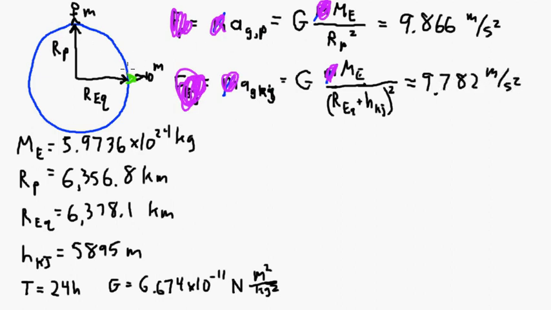So you can see what happens is that as the Earth gets fatter at the equator, the further you move from the poles to the equator, the lower gravity is because you're further from the center of the Earth. However, there's another factor at play here.